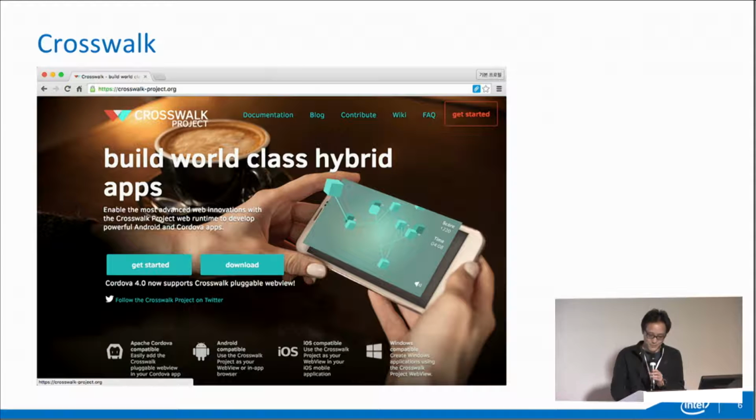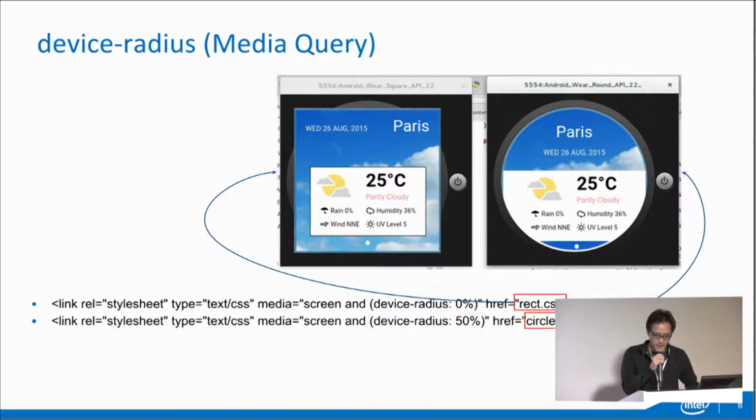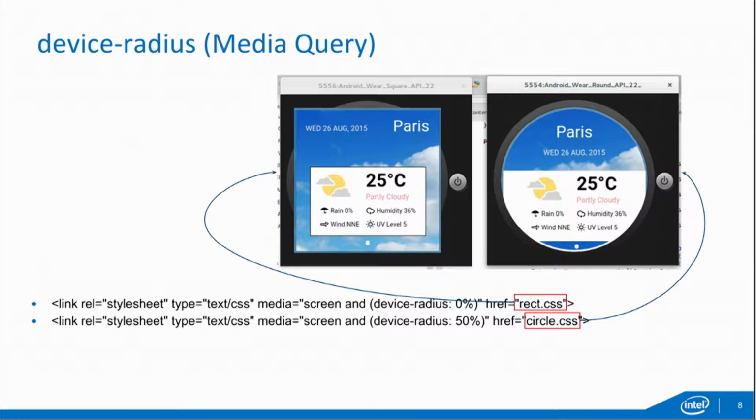CSS round display defines several new properties and new values. I can explain them one by one. Here's a new media query, device radius, which allows applying a different CSS style sheet for the round display. As you can see, there are two web applications, but these are one single application. They have two different UIs. The UI is specified in different CSS files. The CSS files can be chosen when the web page is loading, by using the device radius value.